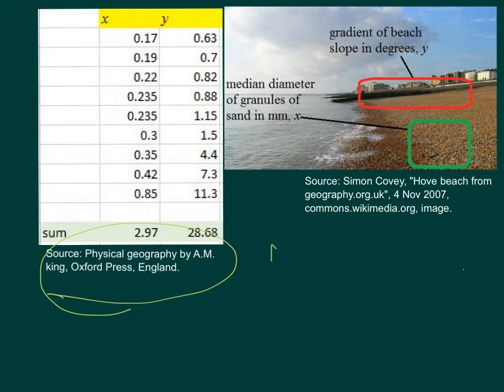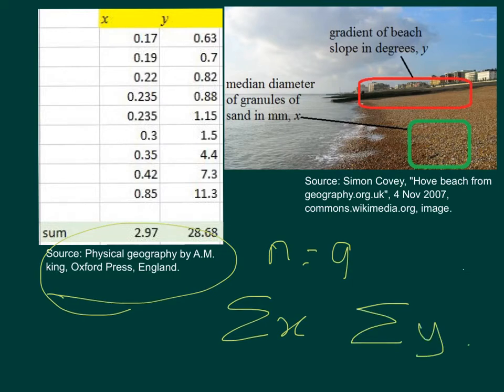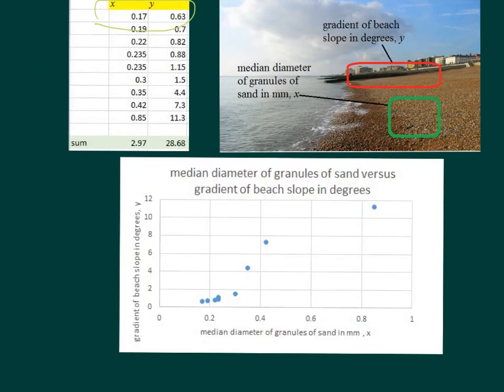There are 9 observations in total here, so n in this case is equal to 9. I also calculated the sum of the x's and the sum of the y's. The sum of the x's is written as sigma x, and the sum of the y's is written as sigma y. X and y in this set of data are continuous data.